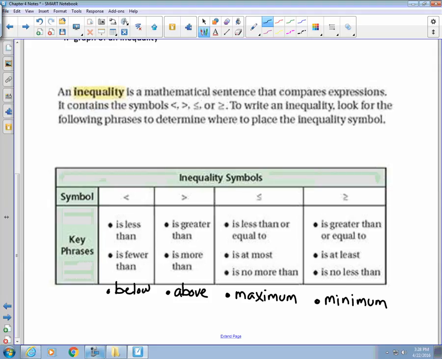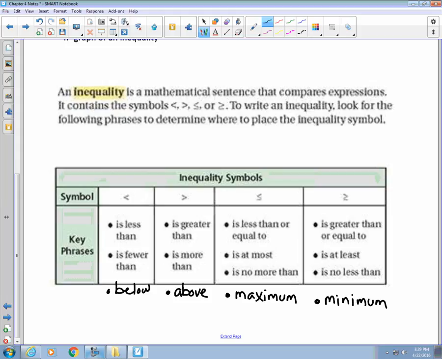An inequality is a mathematical sentence that compares expressions. It contains the symbols less than, greater than, less than or equal to, or greater than or equal to. To write an inequality, look for the following phrases to determine where to place the inequality symbol. We'll get to that in just a moment. Let's go back up to the definition. An inequality is a mathematical sentence that compares expressions.